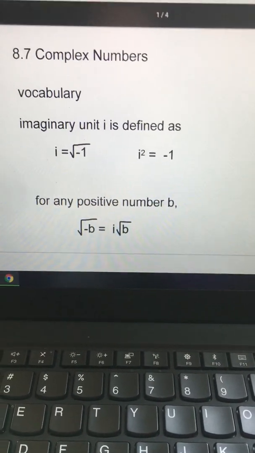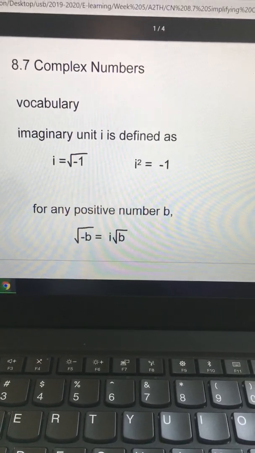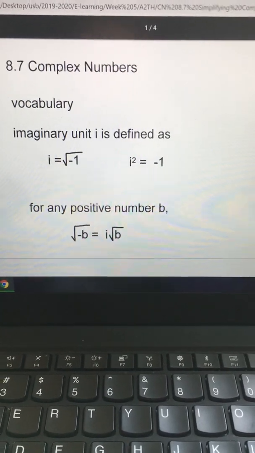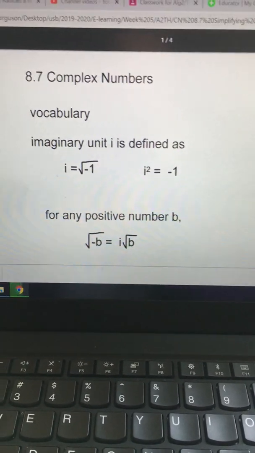Hi everyone, we're going to take our class notes on 8-7 complex numbers, which means we're going to see imaginary values. Today is April 22nd.